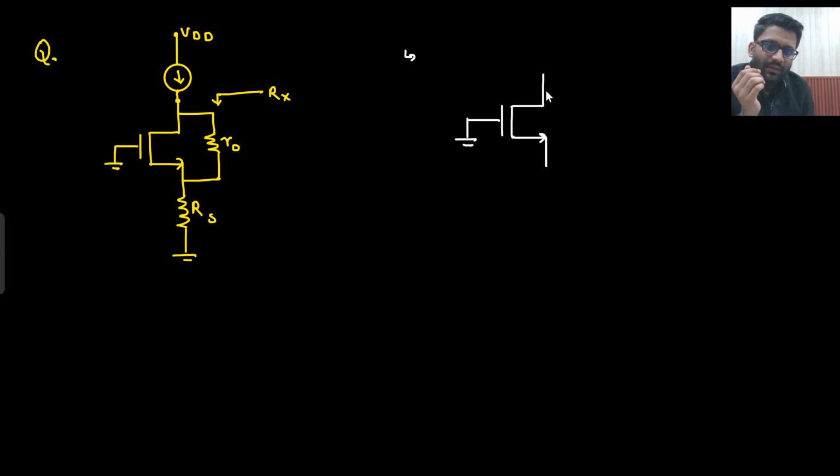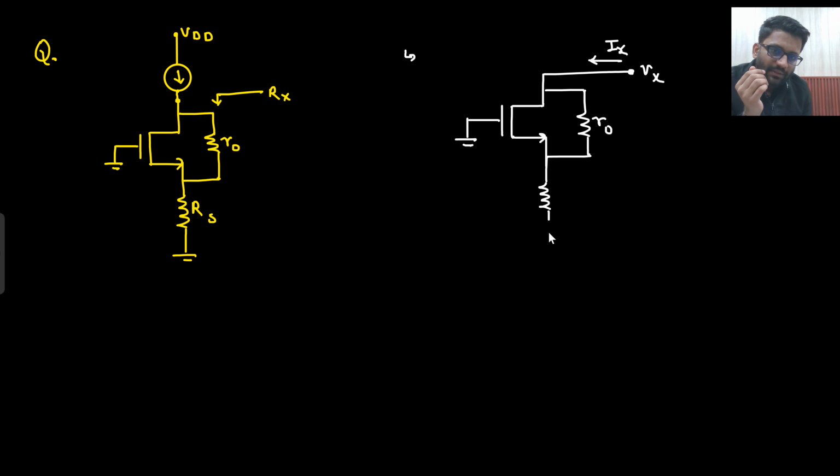This is ground. This is R0. Rx, I am saying. So you apply Vx and get Ix out of it. And from source to ground, what do you see? Rs. Okay. What is my target? Rx I need to find, that is Vx by Ix.